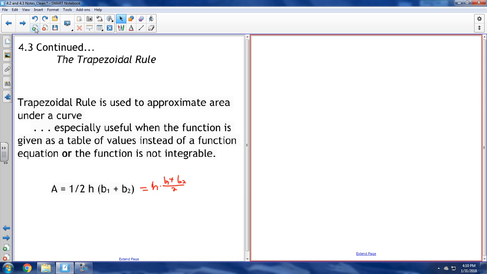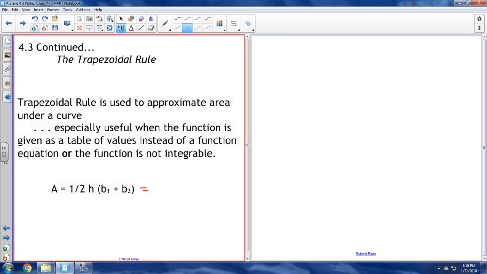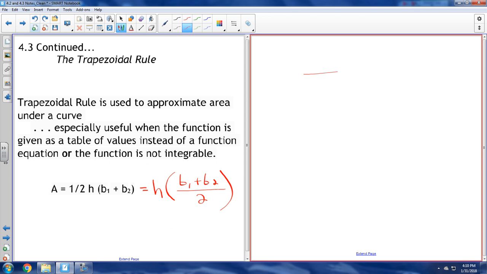So the first thing we need to understand is the area of a trapezoid. And the area of the trapezoid is base 1 plus base 2, divided by 2, times height. And what do I mean by that? Well, we basically need to take a normal trapezoid, and we call this base 1, we call this base 2, and this would be the height.